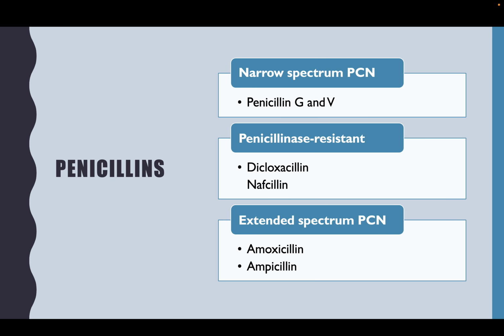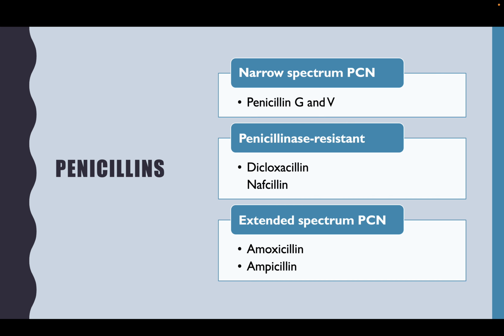And in our beta-lactam category are our penicillins. So they go from narrow spectrum to this extended spectrum. So penicillin G and V, your original penicillins, are in the narrow spectrum, and then amoxicillin, ampicillin is in the extended spectrum. We also have things like nafcillin and other cillins, which are penicillinase resistant.